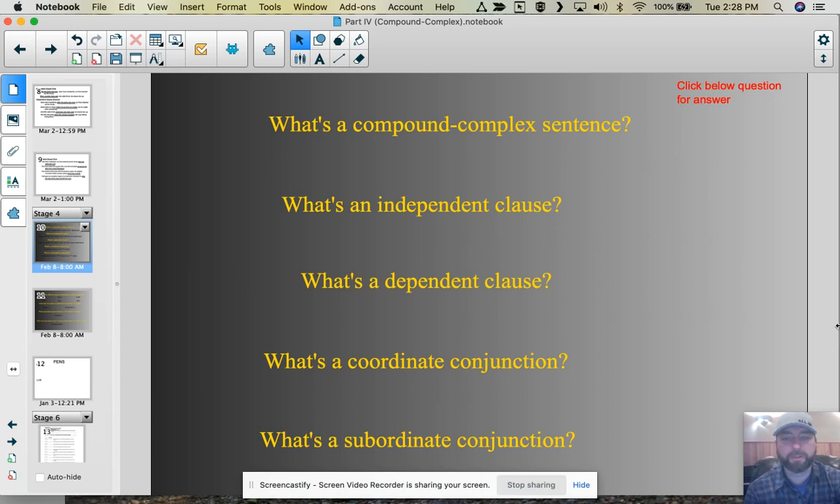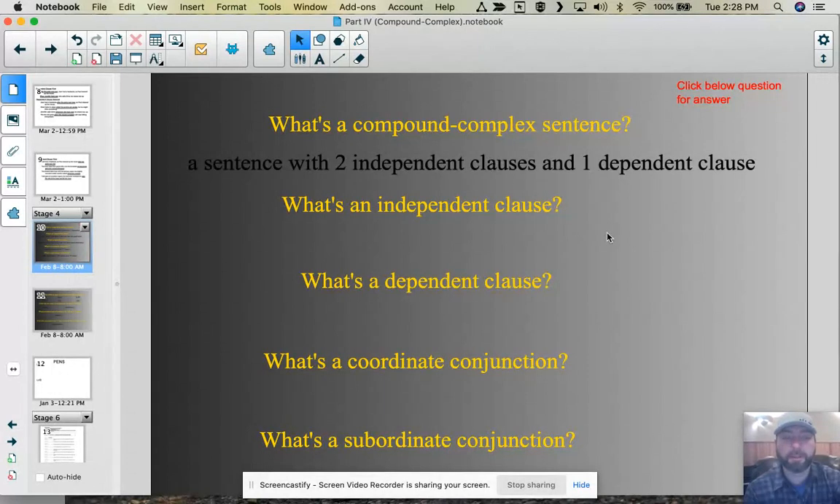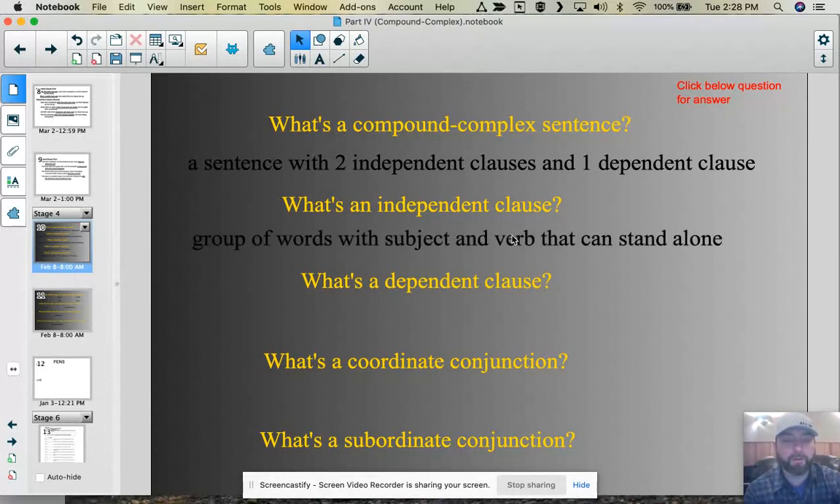All right, so today we're going to do a rapid fire review. So, first of all, what's a compound complex sentence? If you said a sentence with two independent clauses and one dependent clause, you're good to go. What's an independent clause? If you said a group of words with subject and verb that can stand alone, you're good to go.